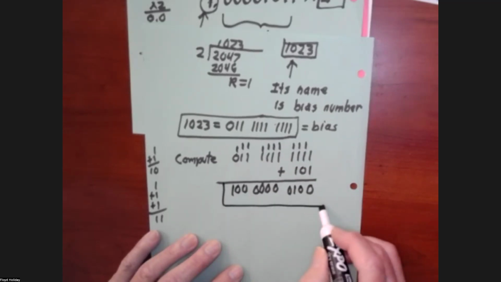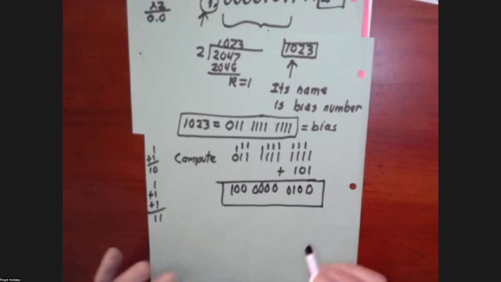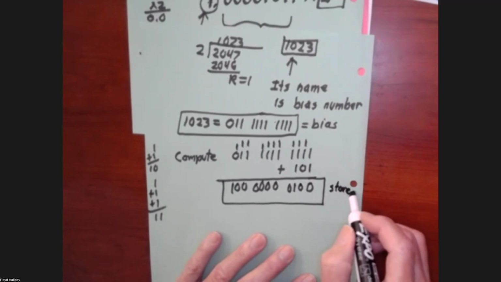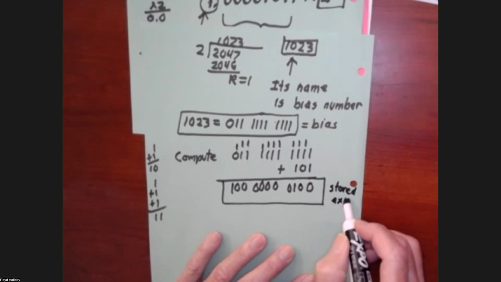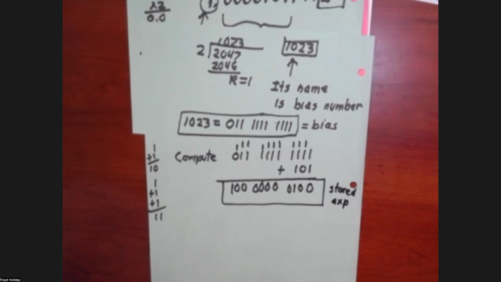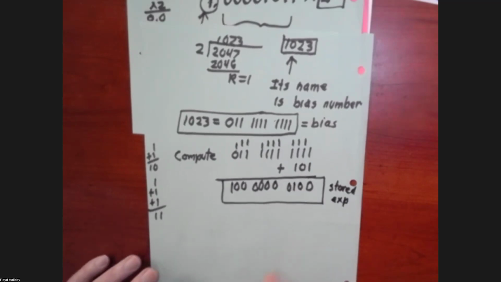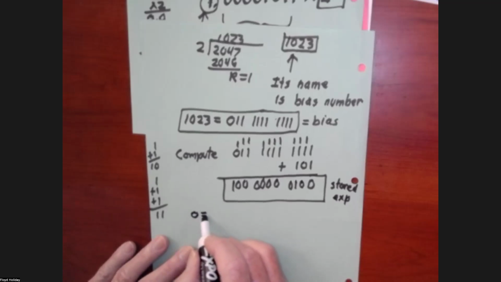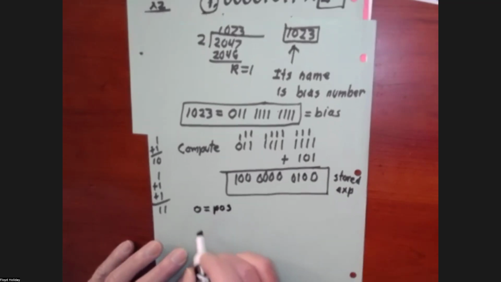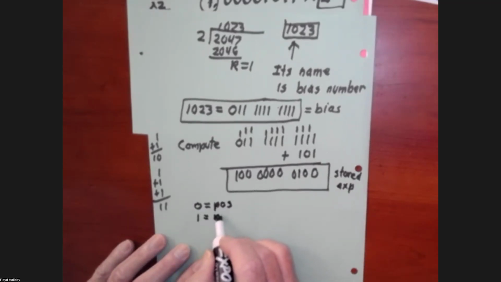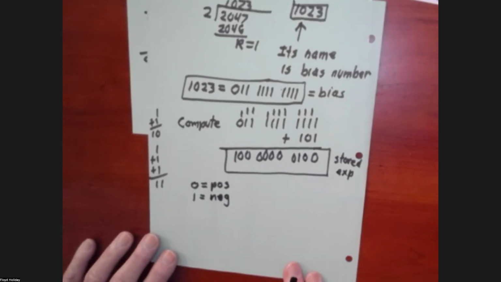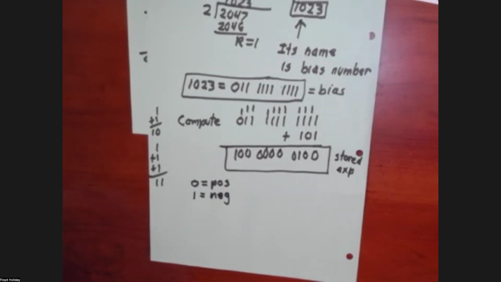So that is called the stored exponent. Stored because it goes into the computer. The 5 doesn't, but this one does. Okay, we adopt the convention that a 0 bit means positive, and a 1 bit means the number is negative. That's easy to remember. Now we throw all the pieces together. Ready for this?